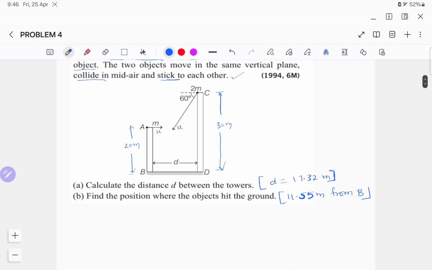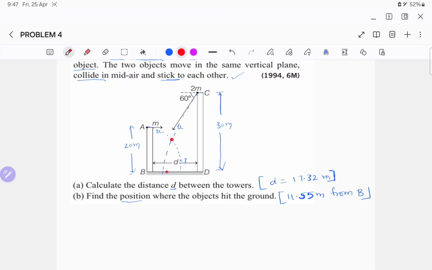If this is the case, we need to find two unknowns here: the distance between the towers, this one, as well as the position where the object hits the ground. Actually, any observer from the ground can say each particle has its own projectile path. In their individual journeys, there is a chance of a collision somewhere here, isn't it? After the collision, as a combined system, where will the particle land on the ground?